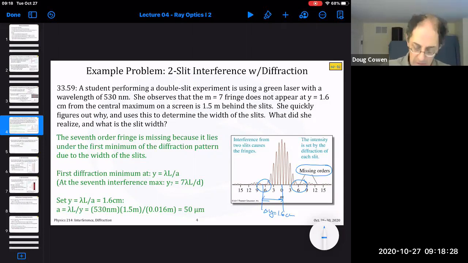In order to do that, you realize that the position of the first diffraction minimum is given by this expression. That position y is lambda L over a. And we know what that position is because we don't see the 7th fringe. So we know, therefore, that the first minimum of the diffraction pattern must be at that value of y, where the 7th fringe used to be, which is 1.6 centimeters. So we just set that y equal to 1.6 centimeters, and then we can simply solve for a because we know what lambda and L are. And if you do that, you get 50 microns for the size of the slit.